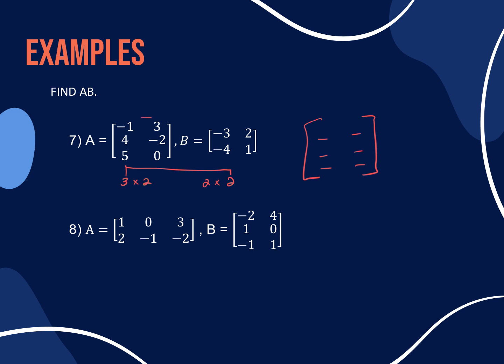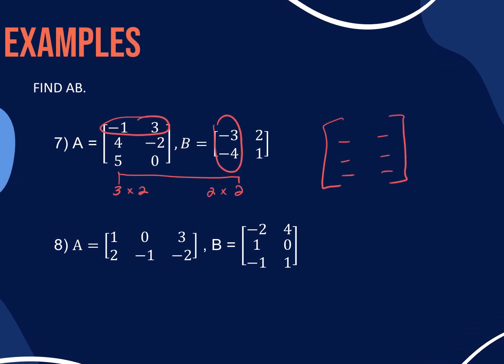So again, I'm going to go with my first row times my first column. And so in this top left box, I'm going to have -1 times -3 plus, and let me give myself more space because I'm going to need it, okay? I'm going to need to give myself a little bit more room to work here. So here's the 3 over here, right? So -1 times -3 plus 3 times -4.